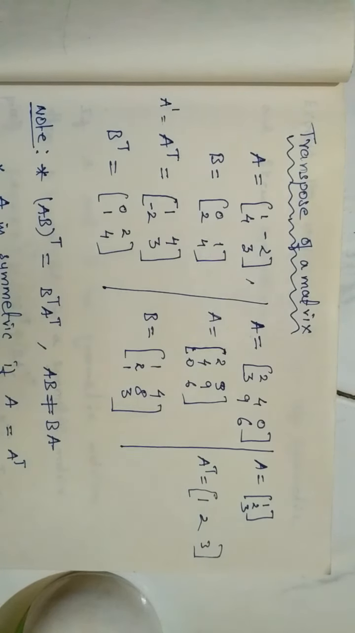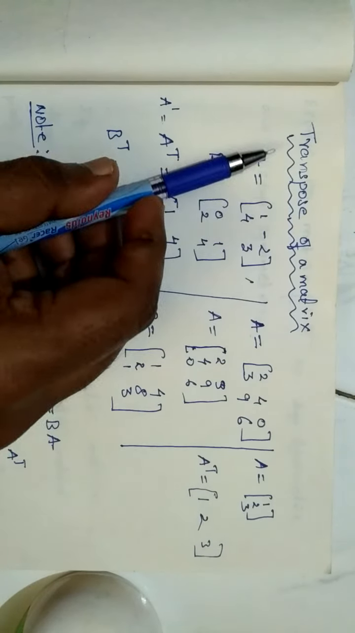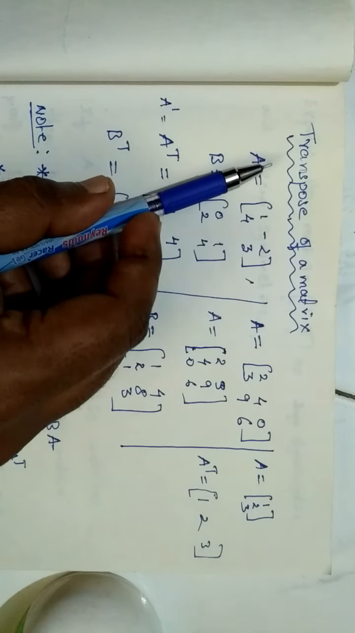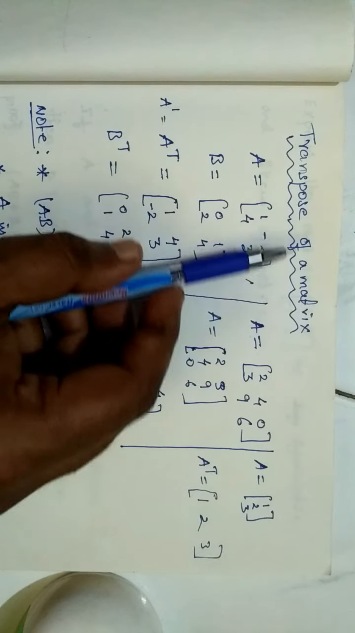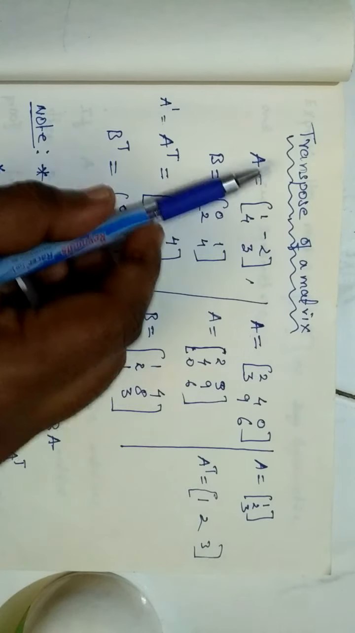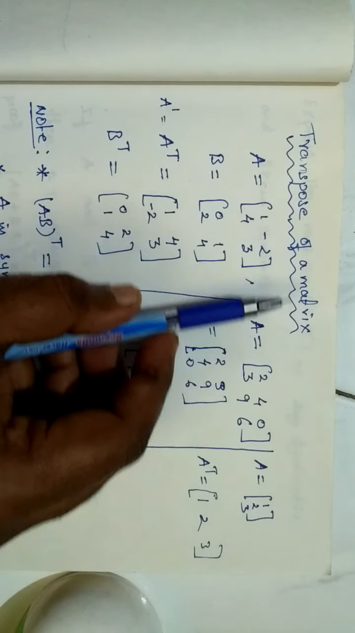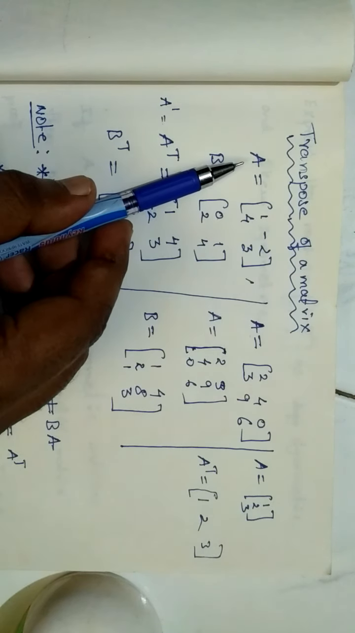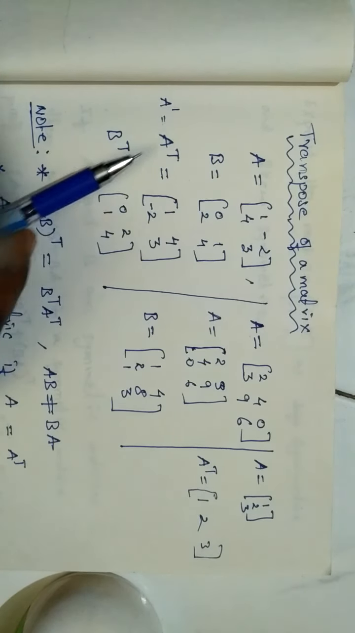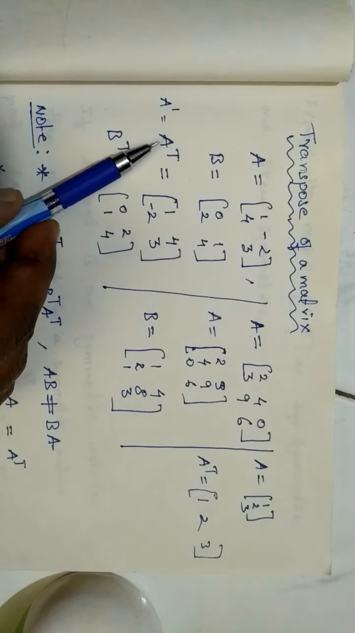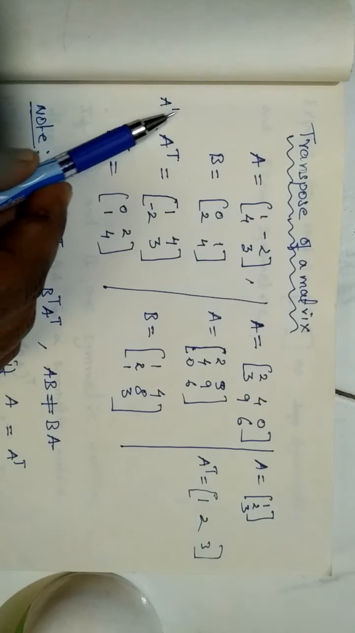Good morning, students. Now we are going to see the topic called transpose of a matrix. After you learn matrix, what is the meaning of matrix and matrix addition, subtraction, and multiplication, now we are going to see transpose of a matrix. That is, for example, if matrix A is this one, how to find A transpose? A transpose is denoted as A power T, or else you can write A dash.